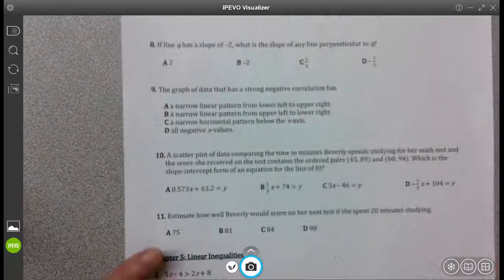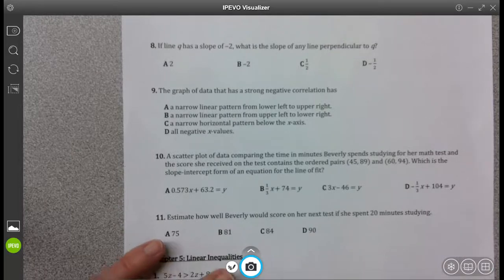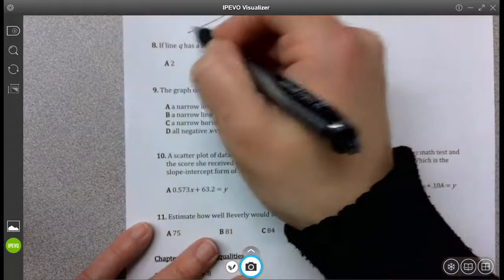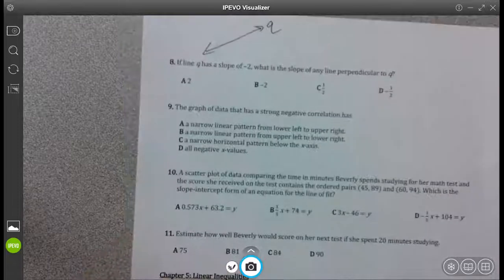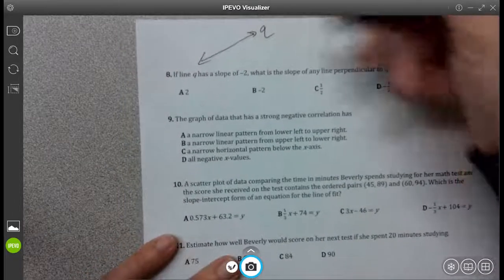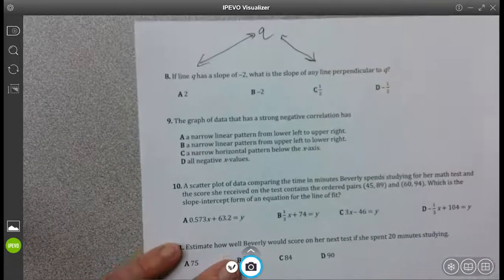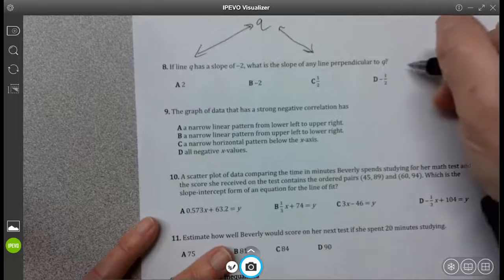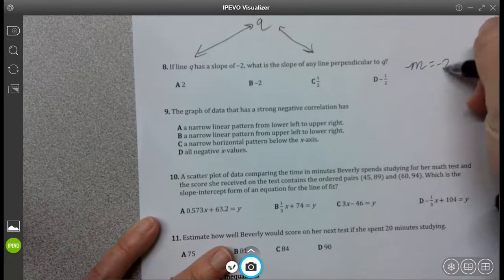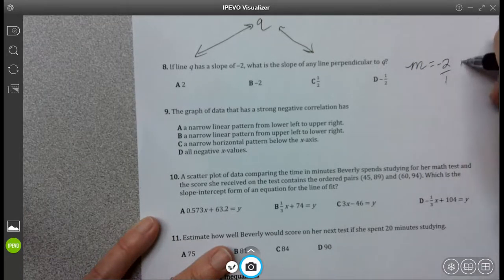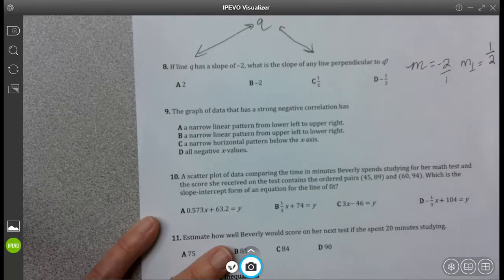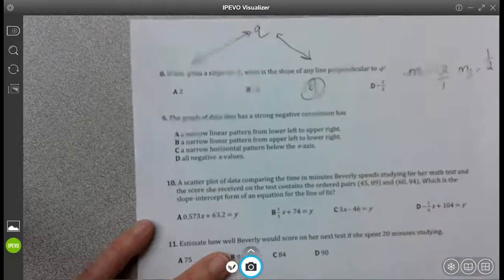If Q has a slope of -2, that line Q, we're going to call it, so say there's a line, we're going to call it line Q. Let's say it's -2, so I guess it would go like this, negative. What is the slope of a line perpendicular to it? So if the slope was -2, technically over 1, a perpendicular slope would be a +1 that's flipped. So your answer is C.